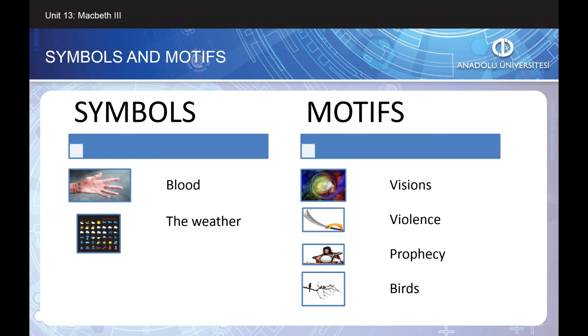The next one is prophecy. Prophecy is another motif because the play opens with the witches, and later we learn that the witches have some prophecies for Macbeth, and these prophecies foreshadow first Macbeth's ambition, and later how he is going to be defeated by his ambition. And the last motif is the birds.